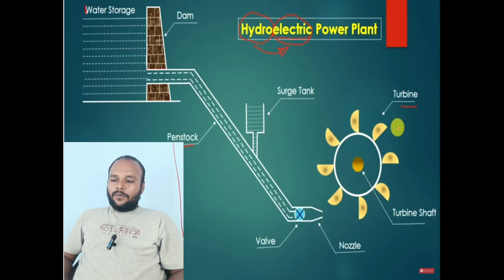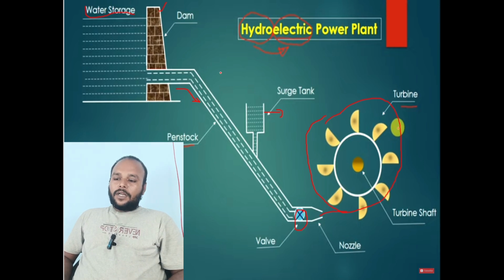Here we have the water storage, the dam, and the penstock. This is the penstock that we are showing here, this is the surge tank, and this is the turbine. This is a very important one, the turbine. This is the nozzle, and this is the valve which decides whether the water enters the nozzle. If you close the valve, it does not allow the water to go through the nozzle.